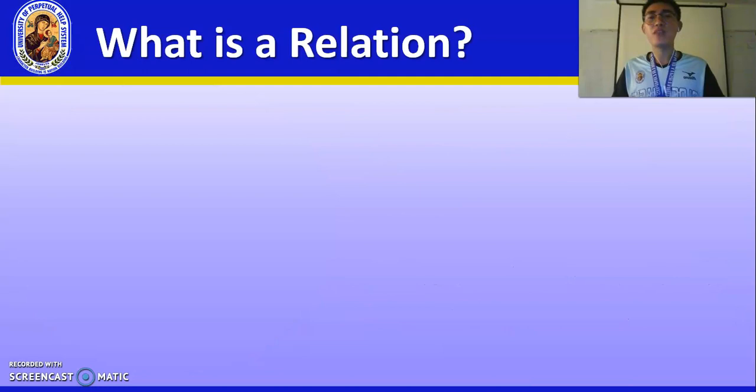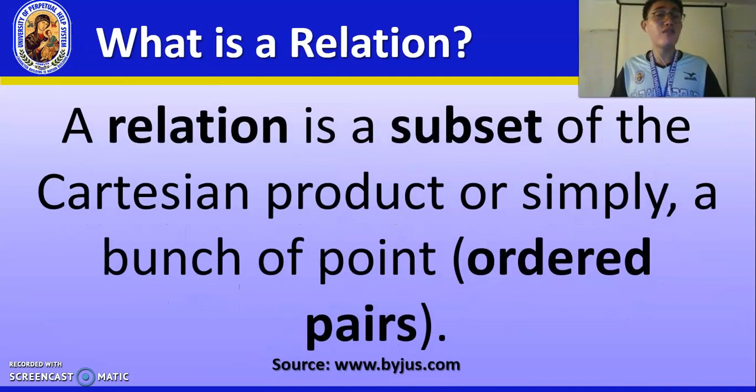How about relation? What is a relation? According again to www.byju's.com, a relation is a subset of the Cartesian product or simply a bunch of points or ordered pairs. When do we usually see ordered pairs? We usually see them on the Cartesian plane. Any grid line or any point intersection there, those represent a relation. But there should be one specific rule for us to tell if they represent a function or not. So let us apply the rule of thumb later.